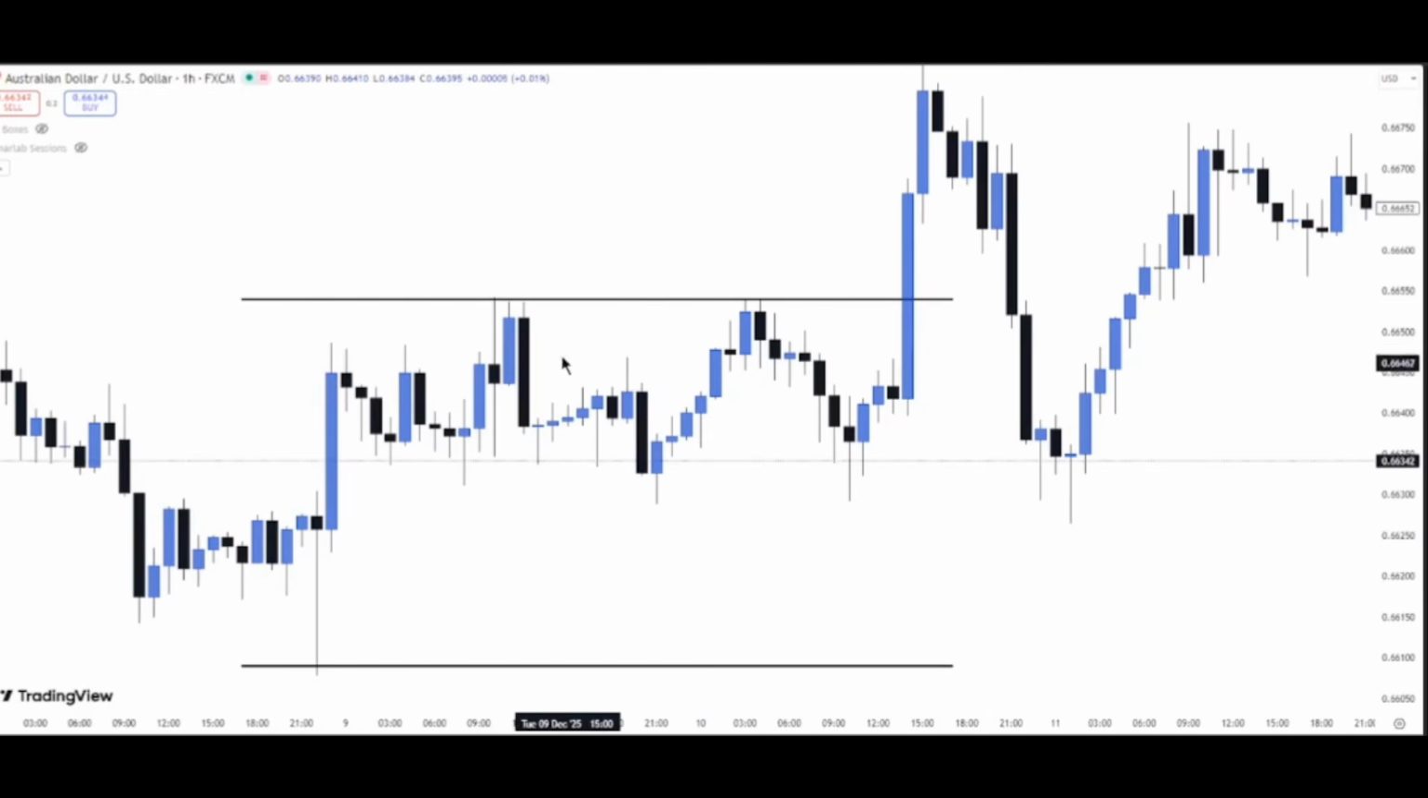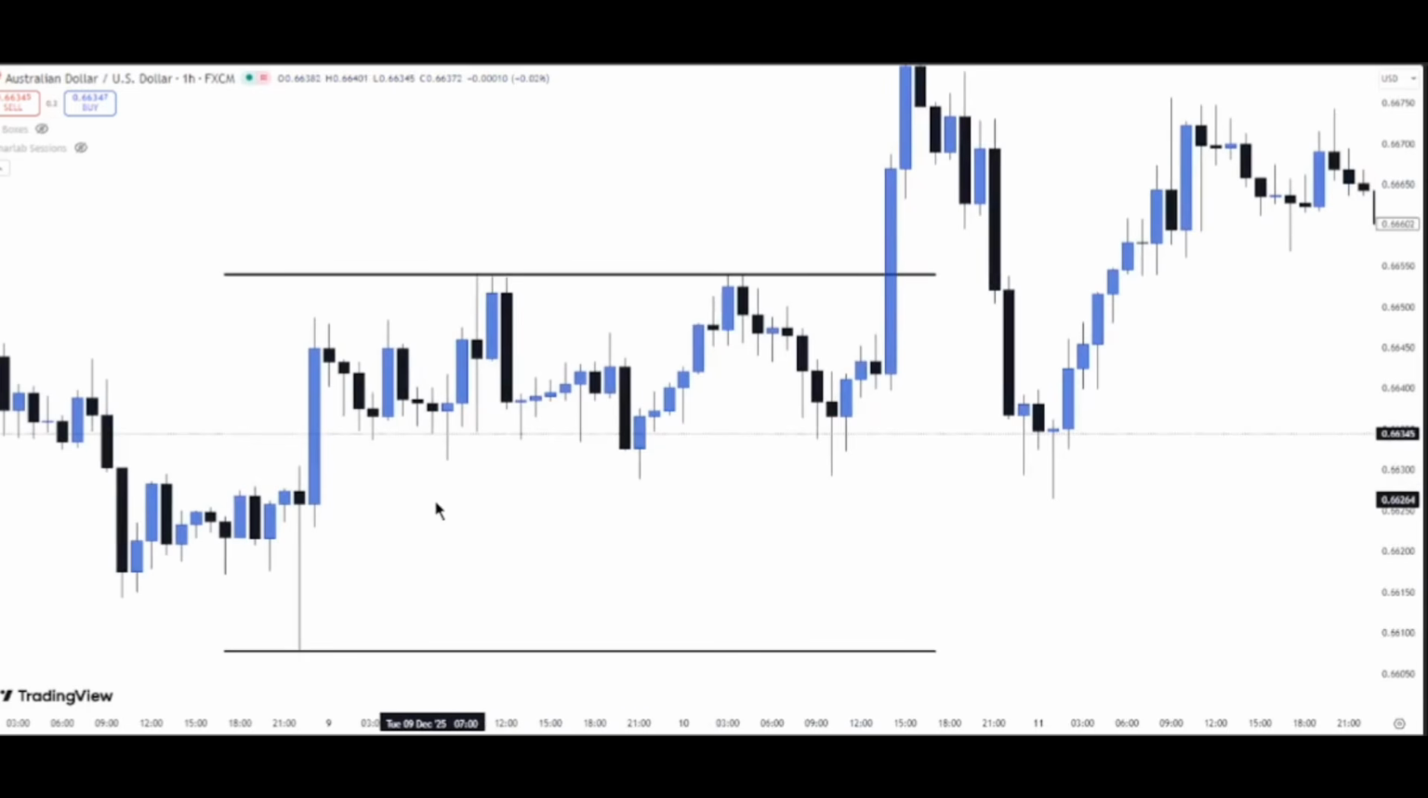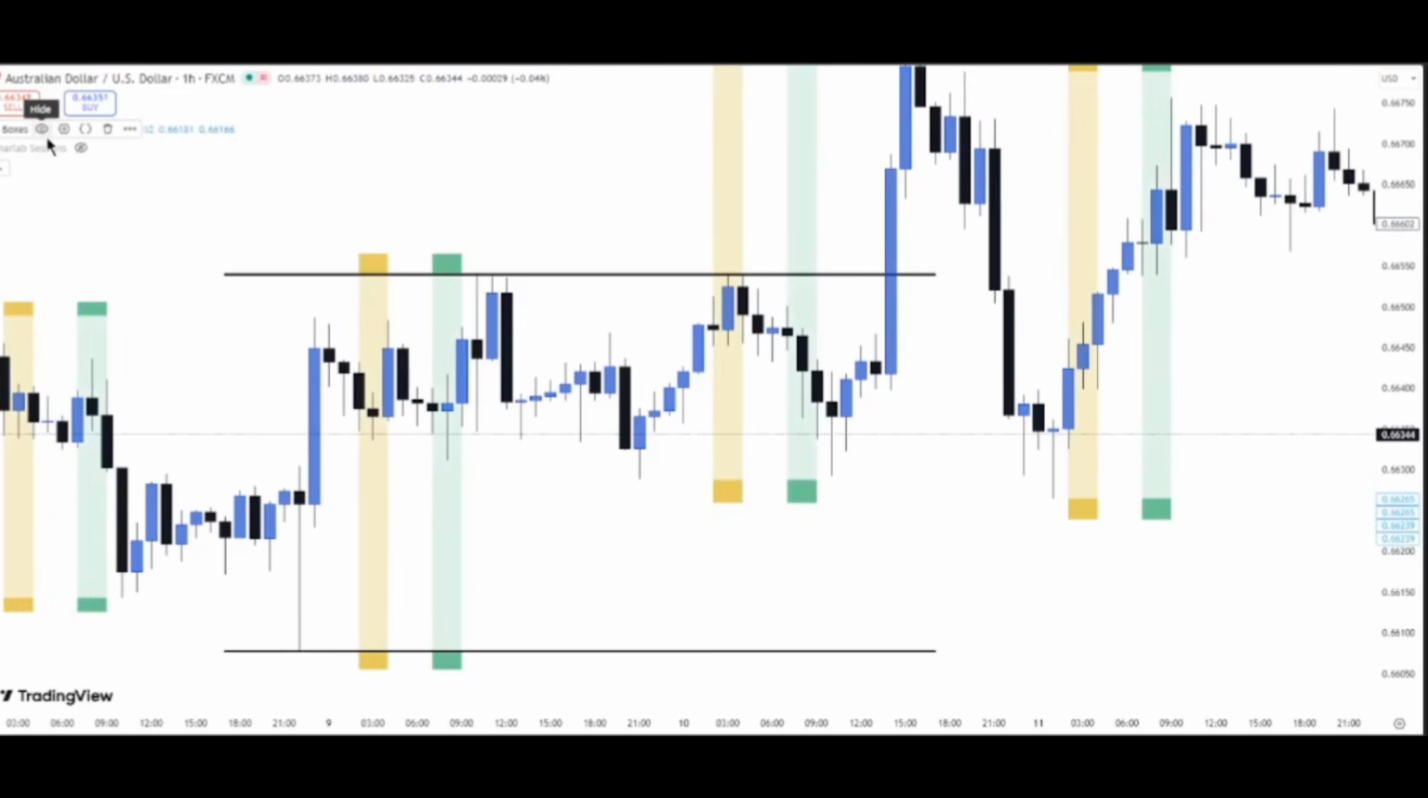Okay, so this is the 1H time frame, and this is our previous day's high, previous day's low is here. Now we want to activate our session indicator. And as you can see, this is our session indicator. Now the first thing we are going to be trading on the 10th. Is it on the 10th? Yes, on the 10th. That's when we are going to be trading.